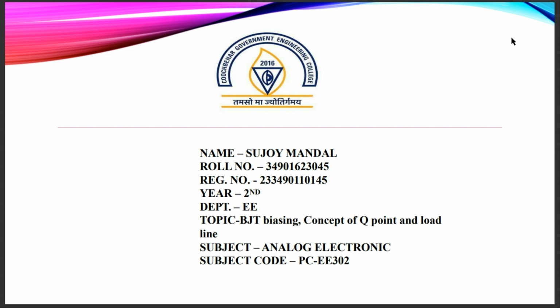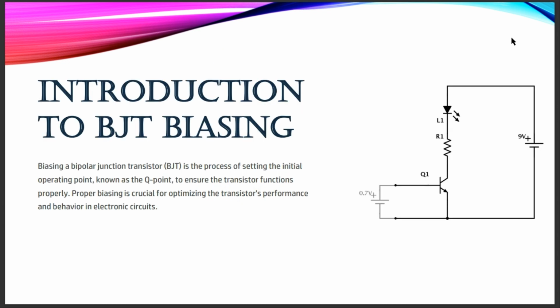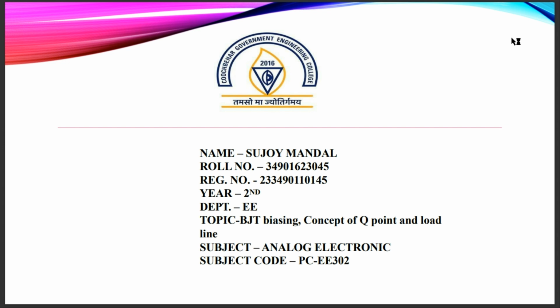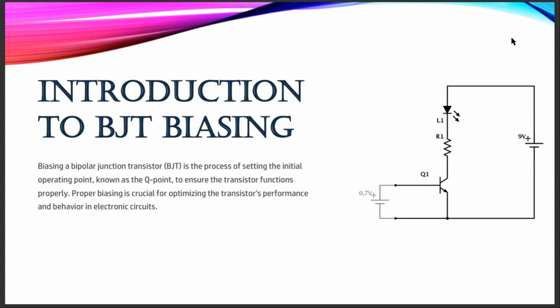Today I am going to discuss the BJT biasing concept, Q point, and load line. First of all, introduction to BJT biasing. Biasing a bipolar junction transistor is the process of setting the internal operating point, known as the Q point, to ensure the transistor functions properly. Proper biasing is crucial for optimizing the transistor's performance and behavior in an electronic circuit.